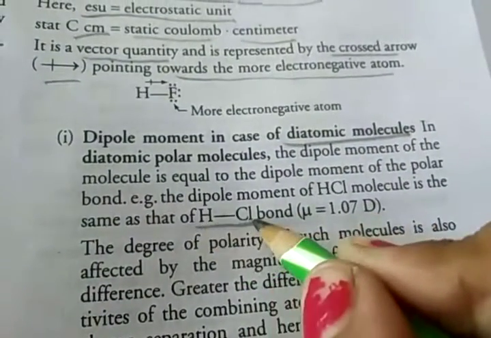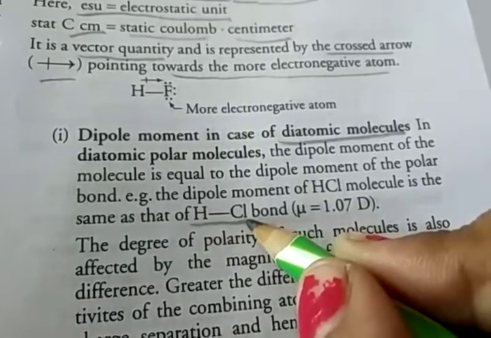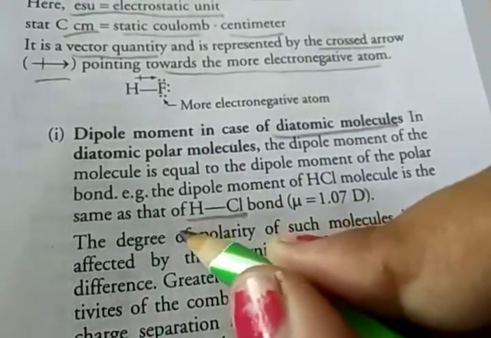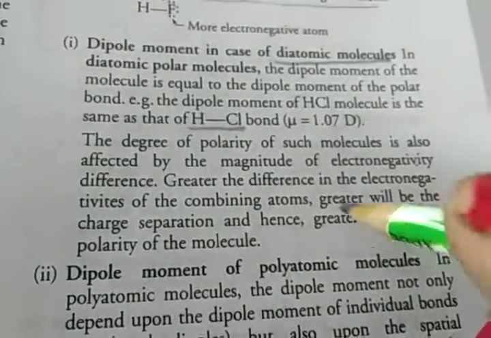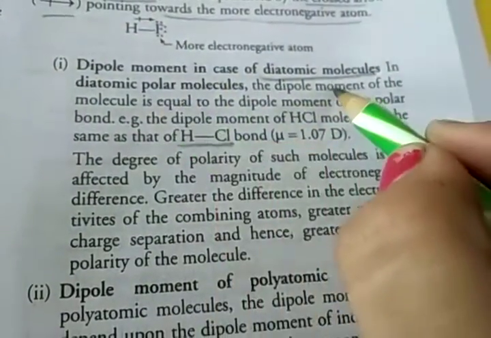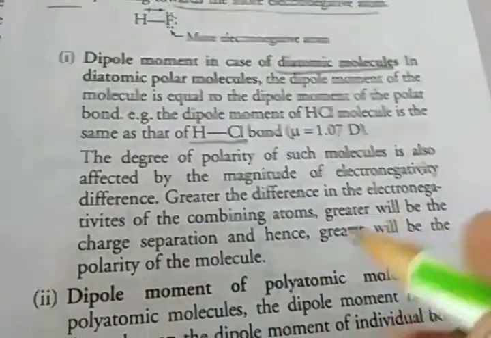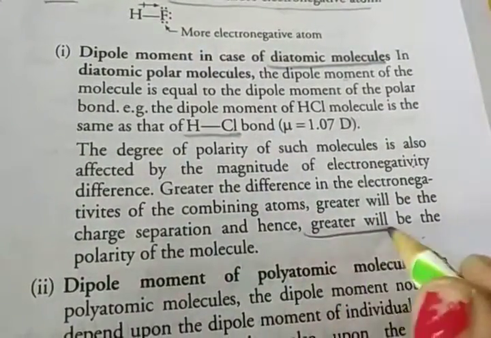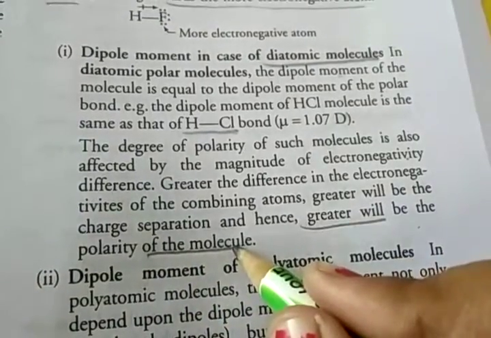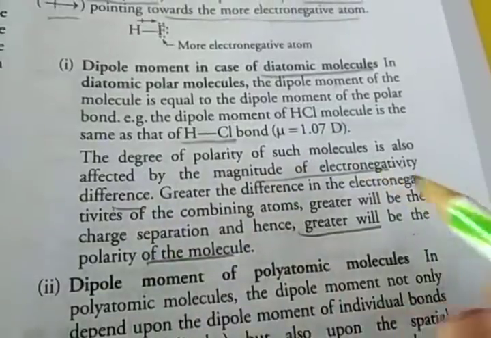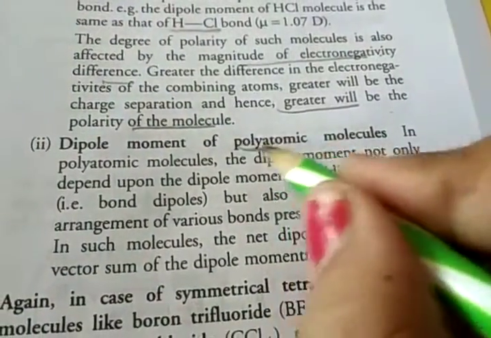Then dipole moment in the case of diatomic molecules. The dipole moment of the HCl molecule is the same. In a diatomic molecule, the greater the electronegativity difference, the greater will be the polarity of the molecule. Like dipole moment for the polyatomic molecule.